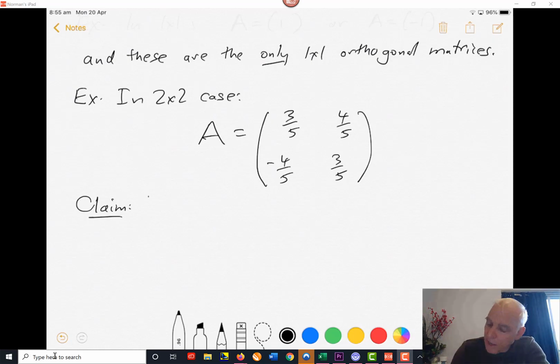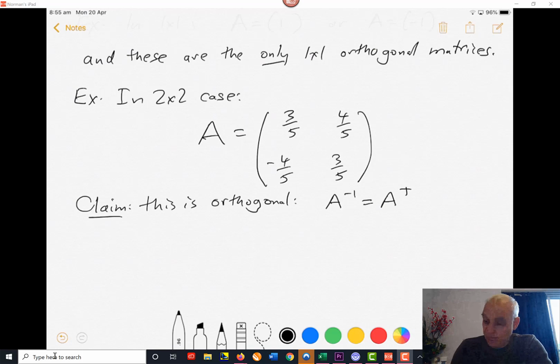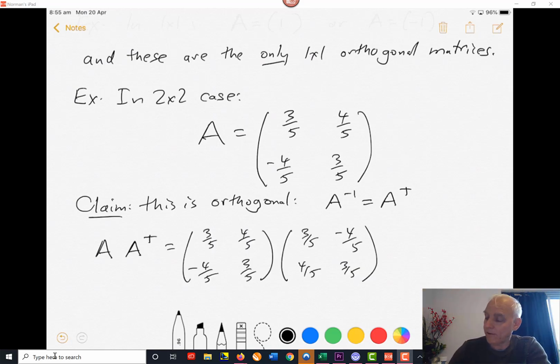How am I going to do that? I'm going to calculate A times A transpose. So that's 3/5, 4/5, minus 4/5, 3/5, and its transpose will be 3/5, minus 4/5 up here, 4/5 down here, and 3/5 here. If I take that product, what am I going to get? 3/5 times 3/5 is 9/25. 4/5 times 4/5 is 16/25. 9 plus 16 happens to be 25, because it's really like a 3, 4, 5 triangle, isn't it? 3 squared plus 4 squared equals 5 squared. That's telling us that this top entry is actually 1.